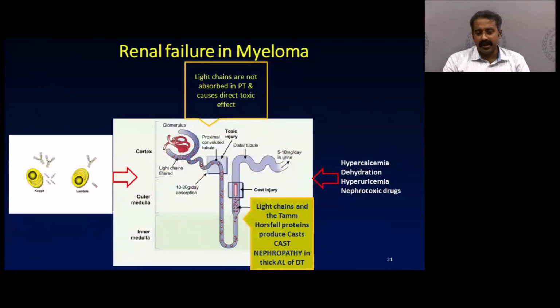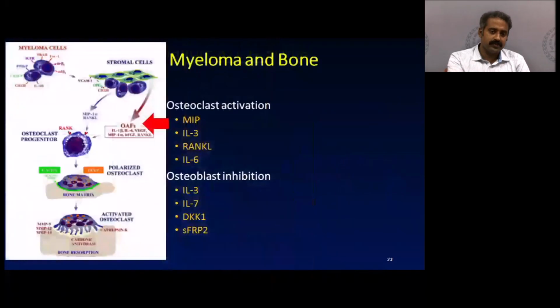Now, what happens in the kidney in multiple myeloma? This is the cause of renal failure in myeloma. So you have the kappa and lambda light chains, which are not absorbed in the proximal tubules, and these can cause a direct toxic effect to the tubules. And again, you can have the formation of casts in the nephron, which can cause cast nephropathy in the thick ascending loop and distal tubule. This, along with other features like hypercalcemia, dehydration, hyperuricemia, other nephrotoxic drugs like NSAIDs, or any contrast used for imaging, can cause renal failure in multiple myeloma.